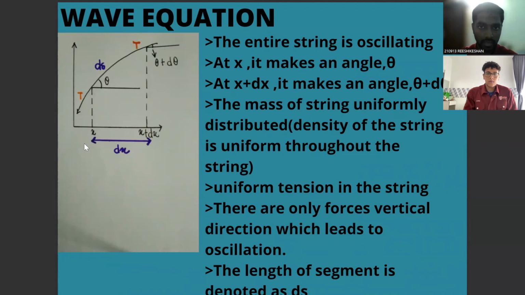So here at x, it makes an angle of theta once it starts to oscillate, and at x plus dx, it makes an angle of theta plus d theta. The mass of the string is uniformly distributed, which means the density is also uniformly distributed along the string. There is uniform tension in the string. As you can see, I've labeled here T, another T, which means at every point the tension is the same. And once the string oscillates, it only works on the vertical component, not the horizontal. The length of the segment we call ds.